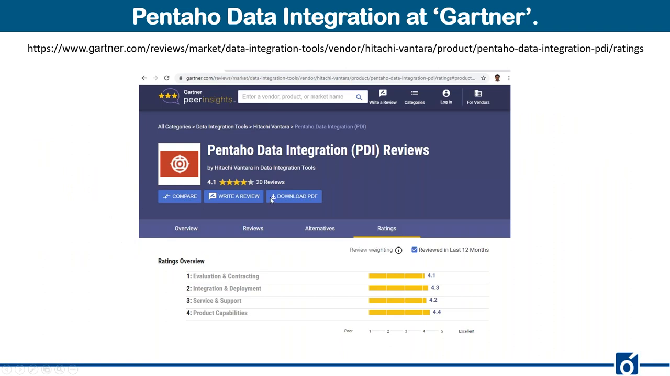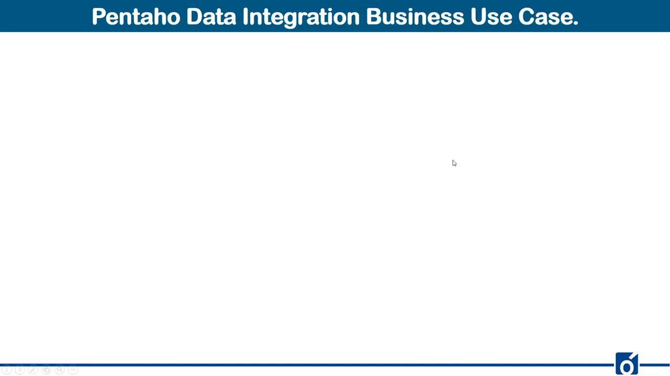This is something with respect to Gartner, because most of the management goes to Gartner to understand how good it is and what the rating is with respect to different parameters. According to Gartner, this is the rating: evaluation and contracting 4.1 out of 5, integration and deployment 4.3 out of 5, service and support 4.2 out of 5, product capability 4.4 out of 5. I think it is pretty good without any dispute. All these parameters have more granular information on the Gartner site, which I have mentioned above. If you are interested, go and check that.